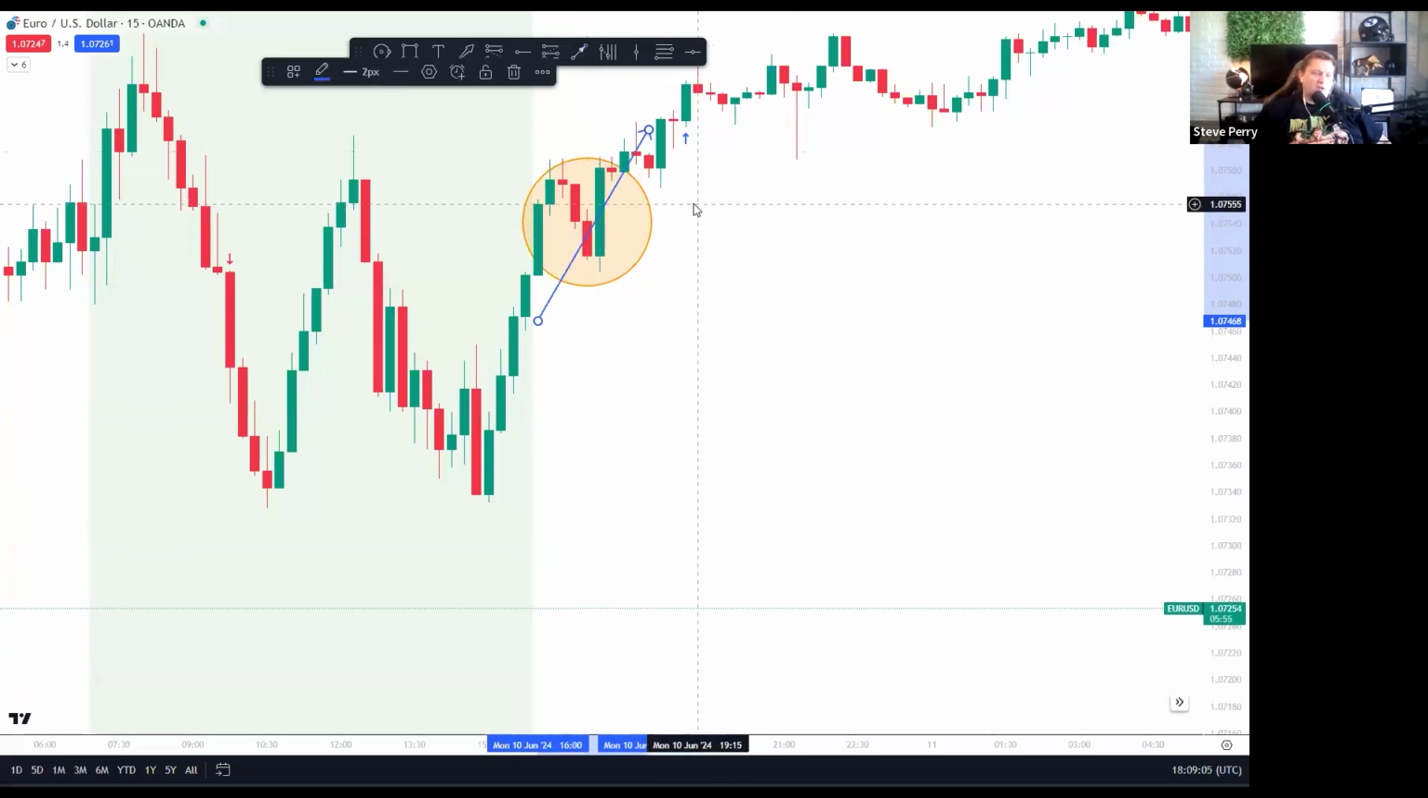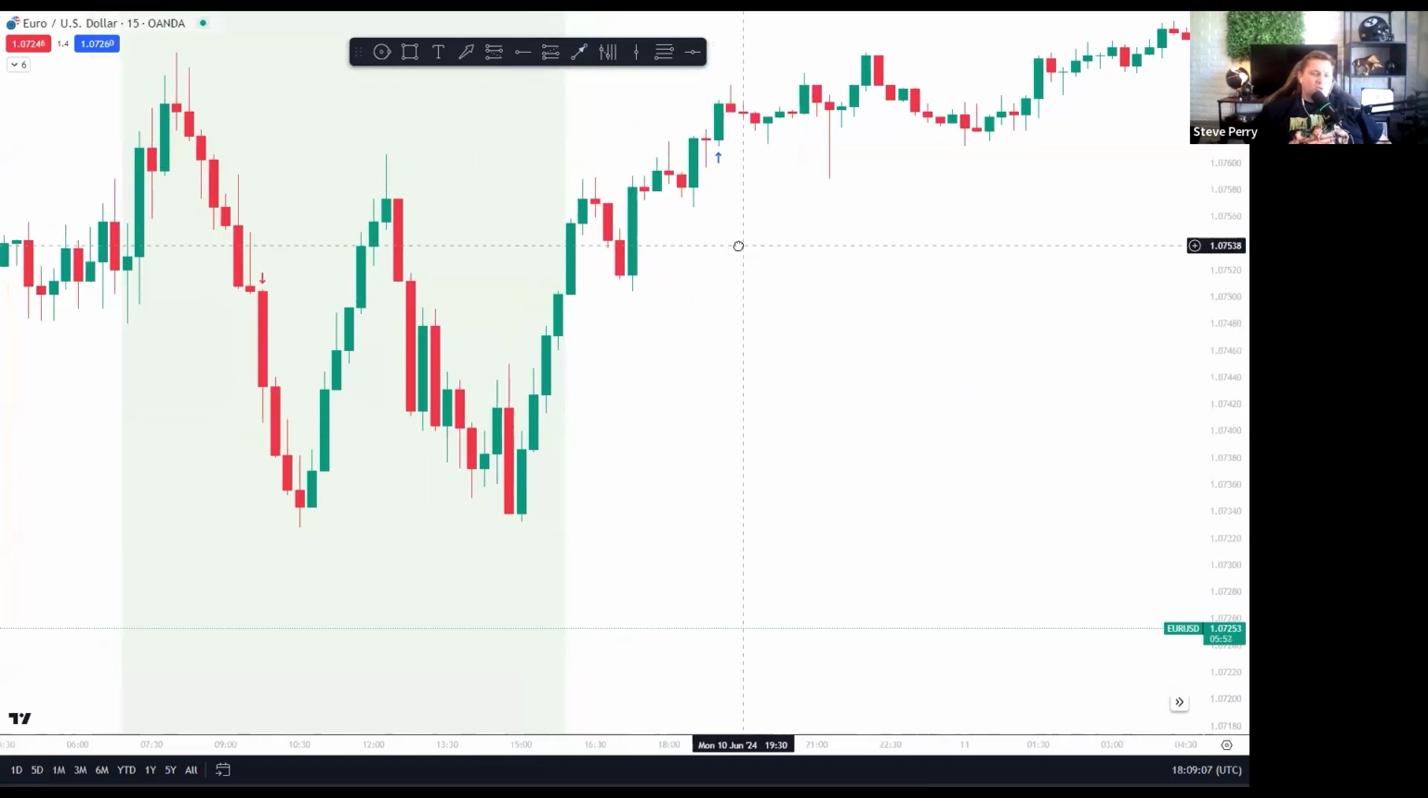So how do you trade this? Some people just use it as a way to detect reversals. Some people actually will trade it.